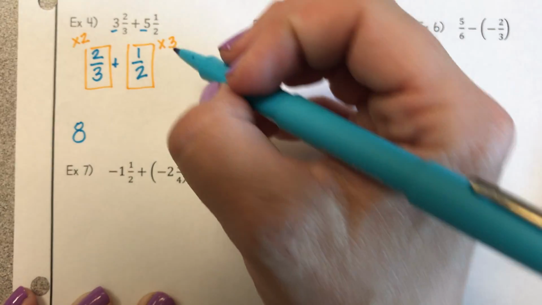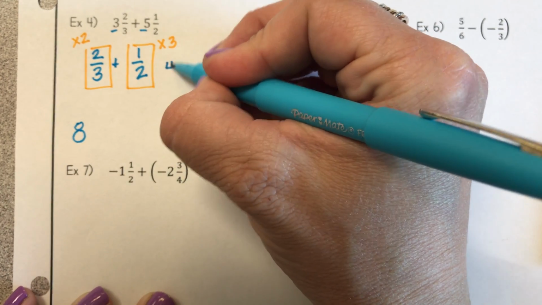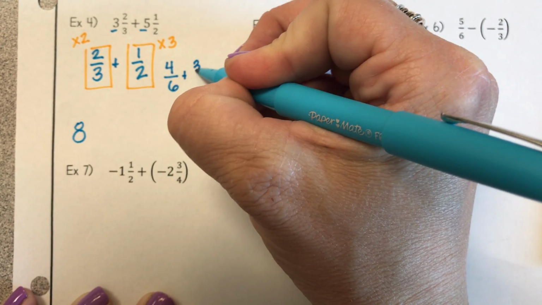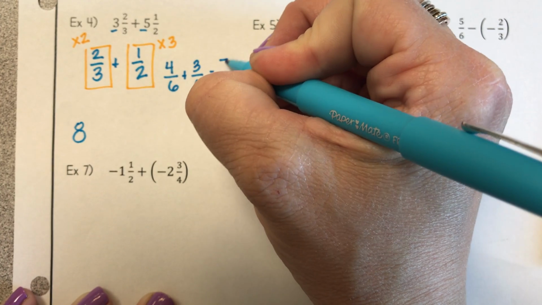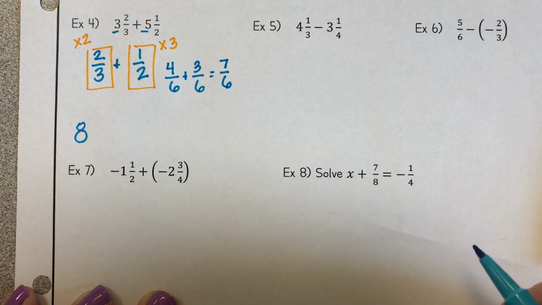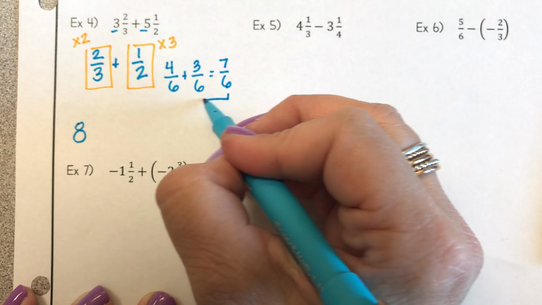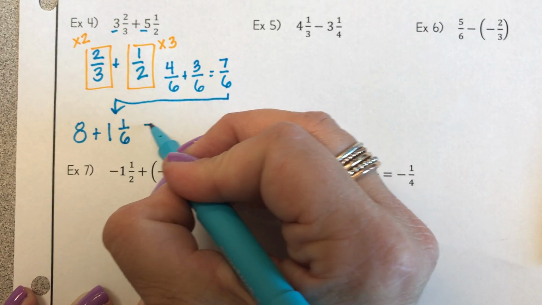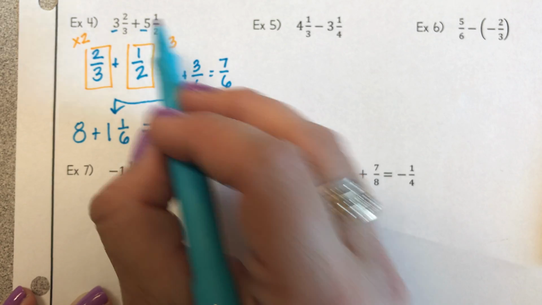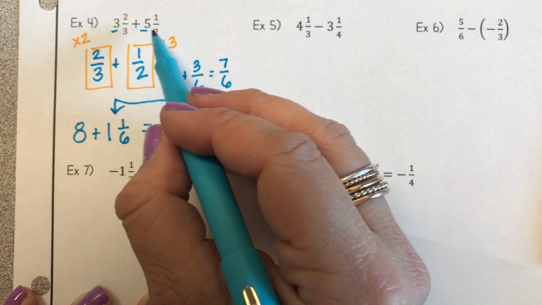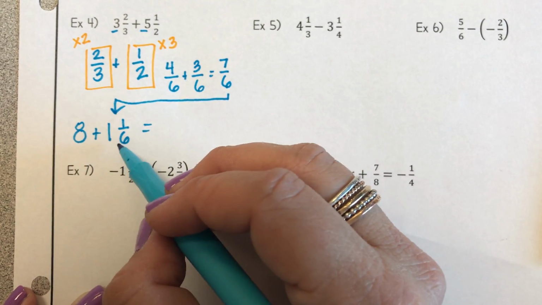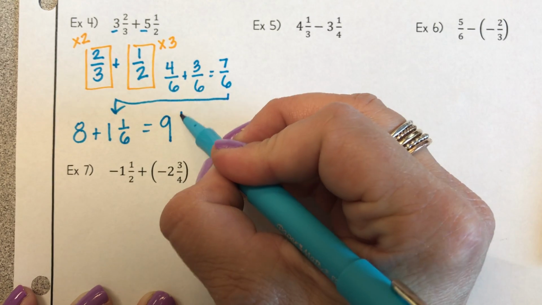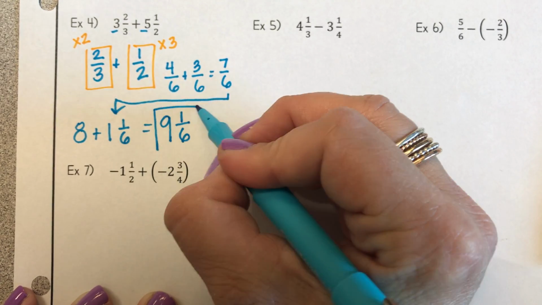So now what I have is 4 over 6 plus 3 over 6, which is 7 over 6. Okay, and we know that 7 over 6 is 1 and 1/6. So when I add together my whole numbers, I have 8. When I add together my fractions, it was 1 and 1/6. So all together, that's 9 and 1/6.